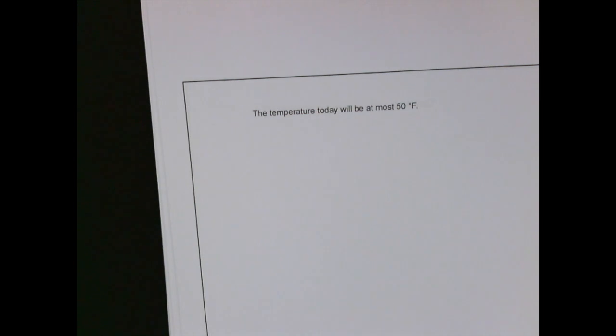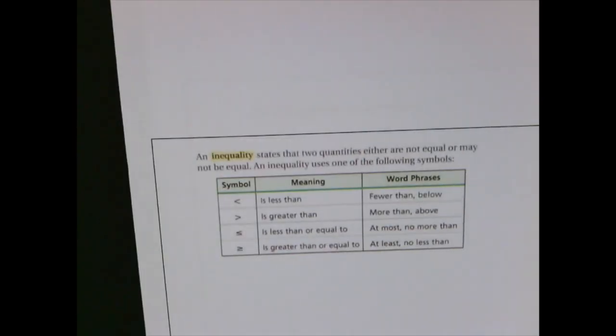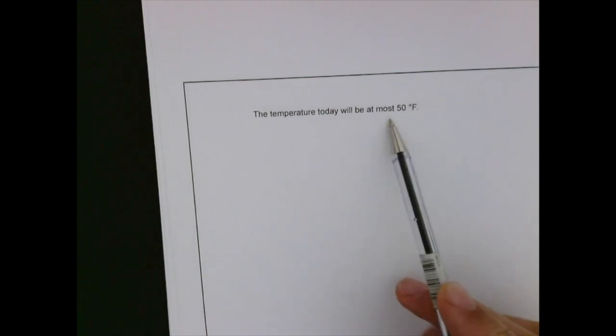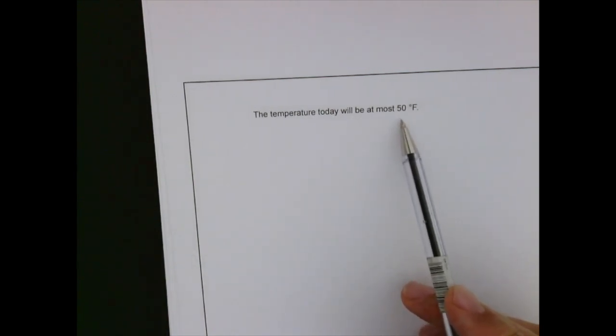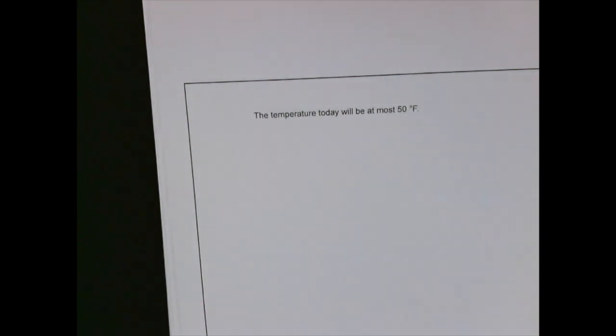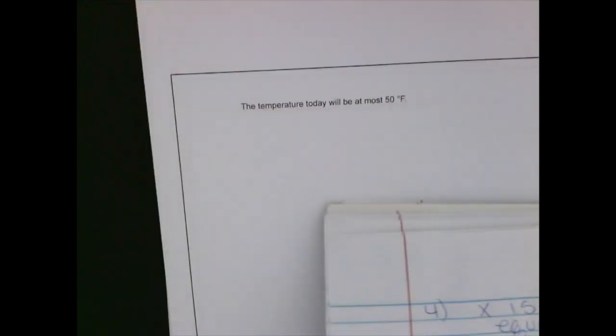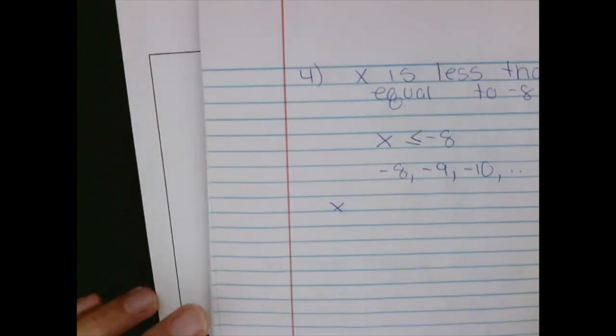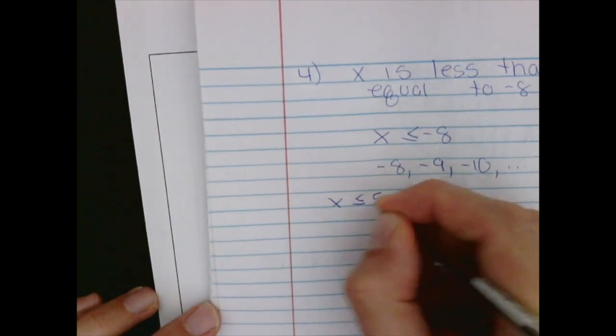Let's look at another example. It says the temperature today will be at most 50 degrees. If I look back at my chart here, it says that at most means less than or equal to. And if you think about it, when you're thinking about at most, it means it cannot go over 50. It cannot go over 50. 50 counts, but everything less than 50 will be a solution. So that looks like x is less than or equal to 50.